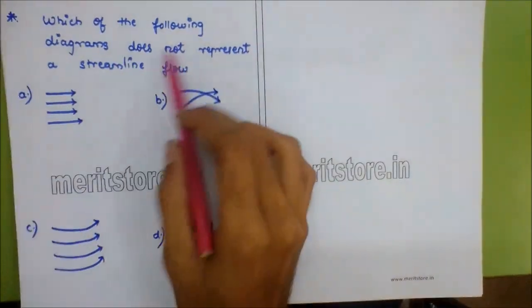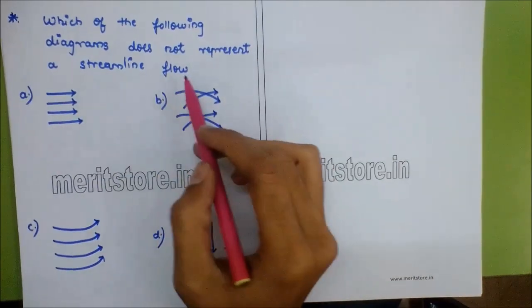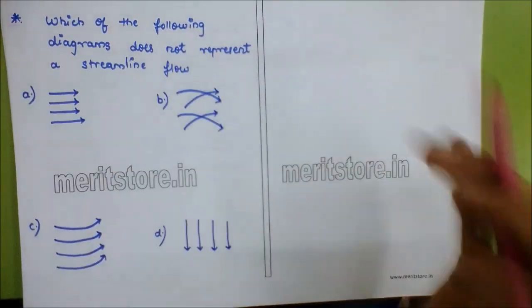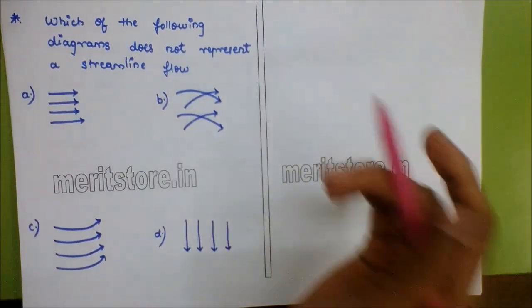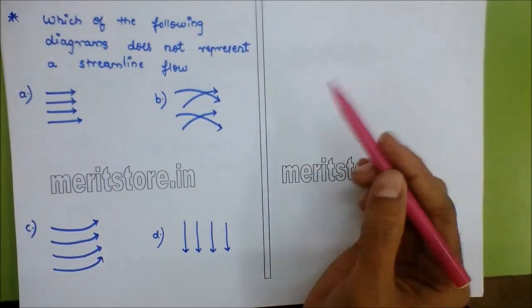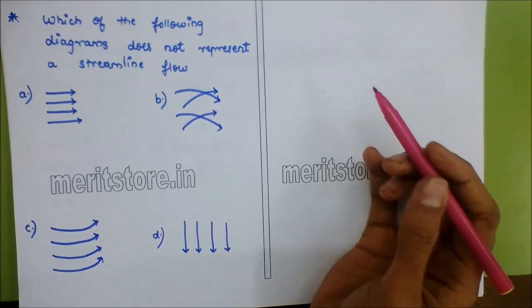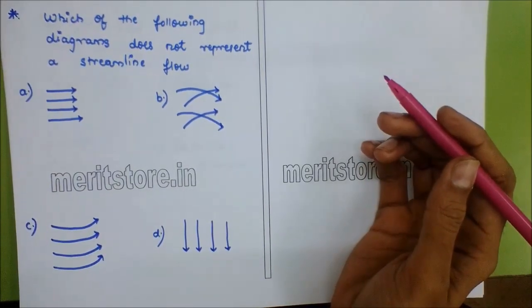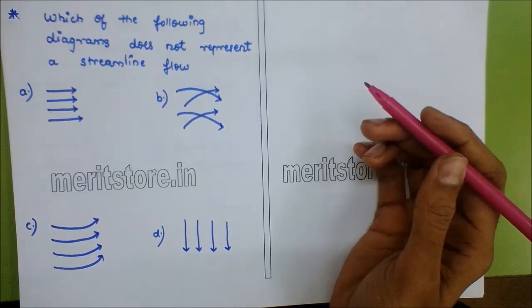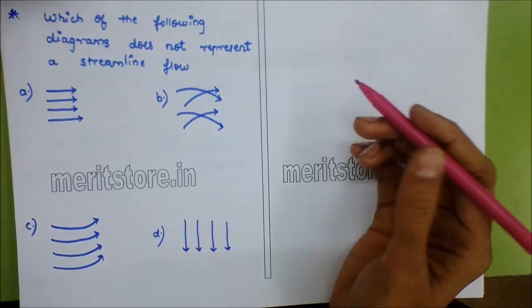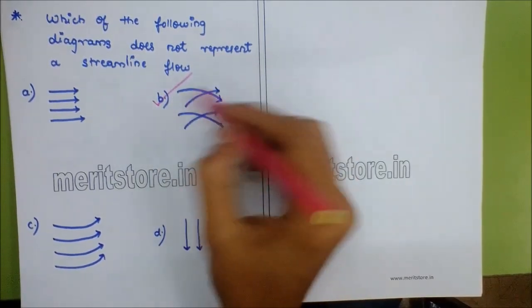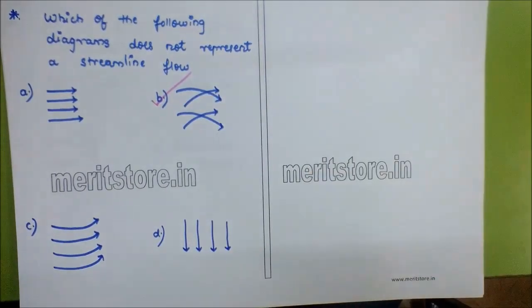Okay, which of the following diagrams does not represent a streamline flow? We have 4 diagrams here in which the flow of the stream, the flow of the liquid, is given. In a streamline flow, two streamlines cannot cross each other. Okay, they cannot intersect each other. So option B, where they are crossing, does not represent a streamline flow. This is the correct option.